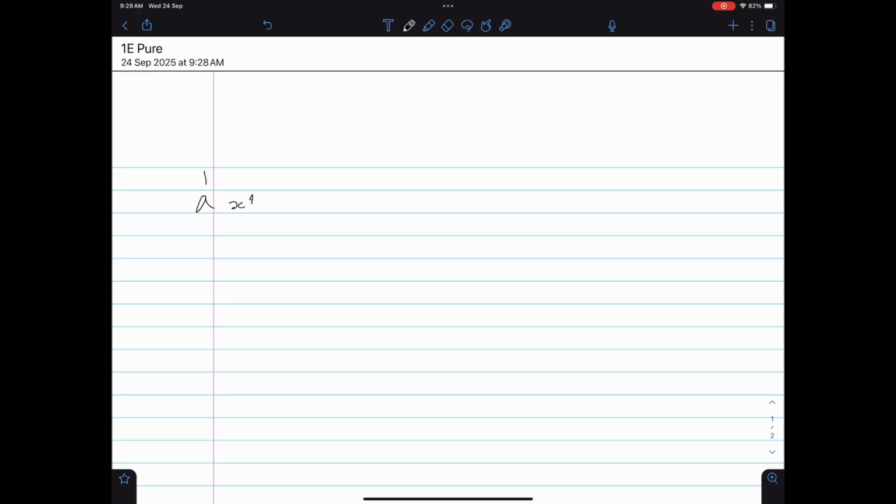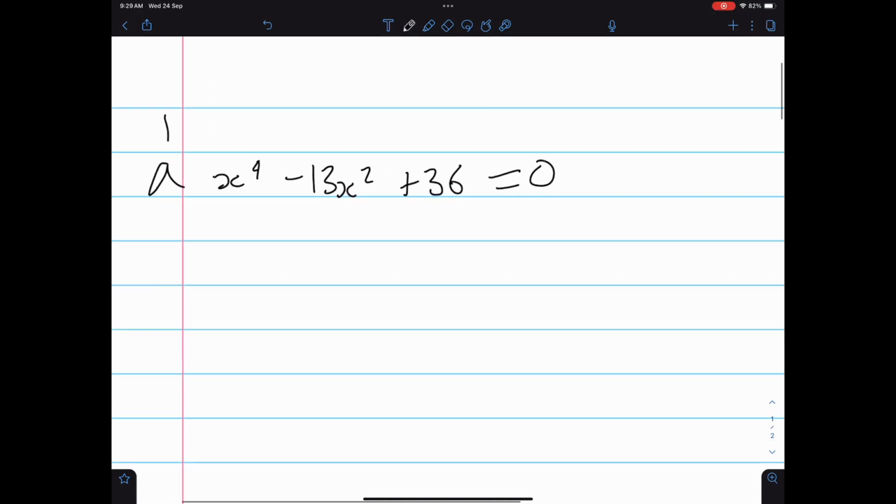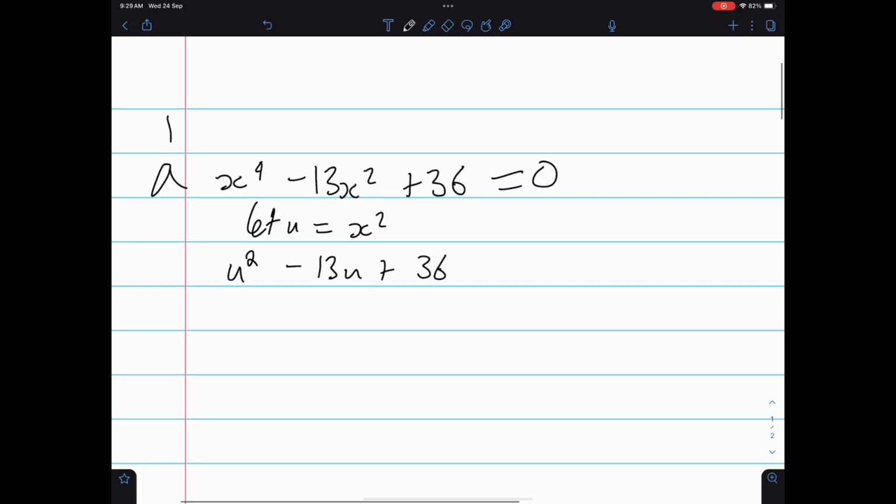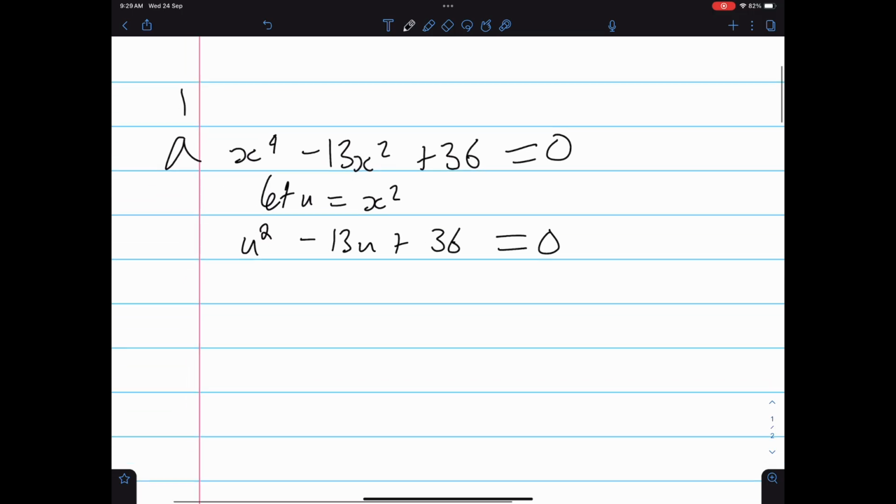So here we have x to the power of 4 minus 13x squared plus 36 equals 0. And if it helps, we can let u equal x squared. That makes this u squared minus 13u plus 36. And now you can see that certainly looks like a quadratic, and we can simply factor this.